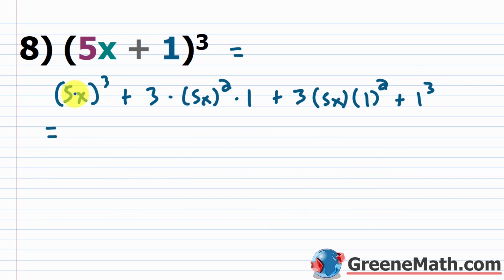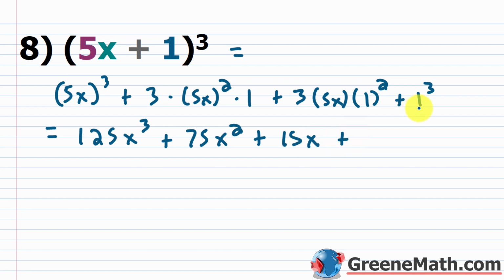So 5x being cubed. Again, 5 is being cubed and so is x. This is 125x cubed. Then plus 5 is being squared, that's 25. X is being squared, that's x squared. So I would have 25 times 3, that's 75. Then times x squared. Of course, you multiply by 1, but that doesn't change anything. So then plus, 1 squared is obviously 1. That's not going to change anything. So 3 times 5 is 15, then times x, and then plus 1 cubed is just 1. So we get 125x cubed plus 75x squared plus 15x plus 1.